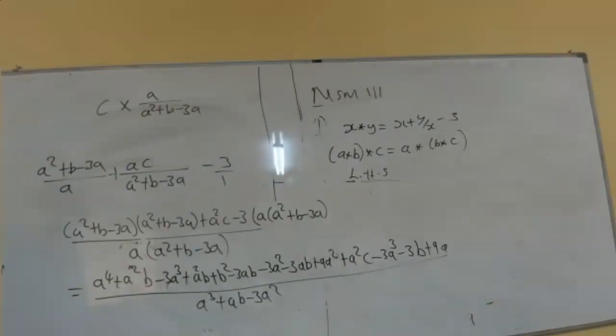So basically that's what we have in the numerator. Then when you simplify that by adding like terms together, the like terms we have are A to the power 3. So we have 2A to the power 3, so they will become 6.